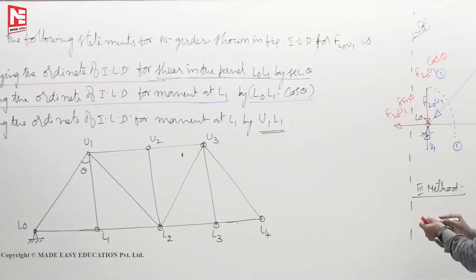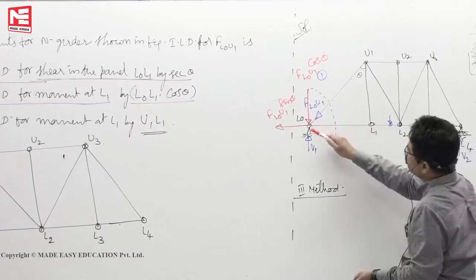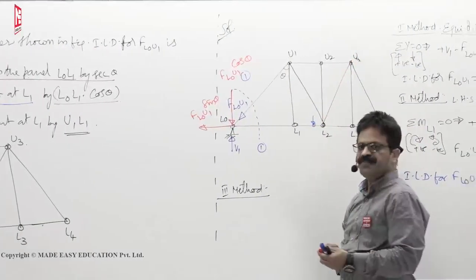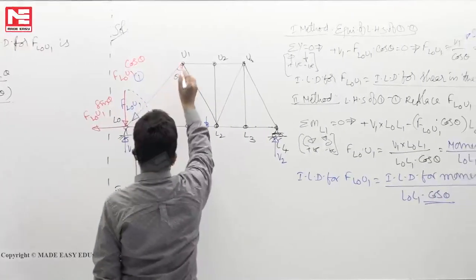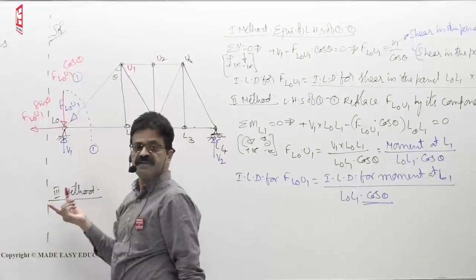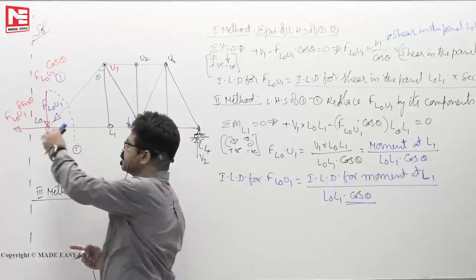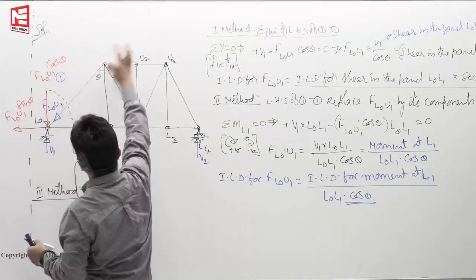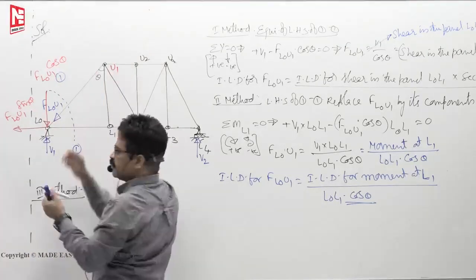Now why should I replace at L0? This F L0 U1 can be replaced anywhere along its line of action from the principle of transmissibility. That also I told you, principle of transmissibility. You must know about the principle of transmissibility. The external effect of a force will remain same wherever you replace along its line of action. So first cut here, throw this piece out. This wherever I want I can keep it. I'll pluck it, keep it somewhere in air here.